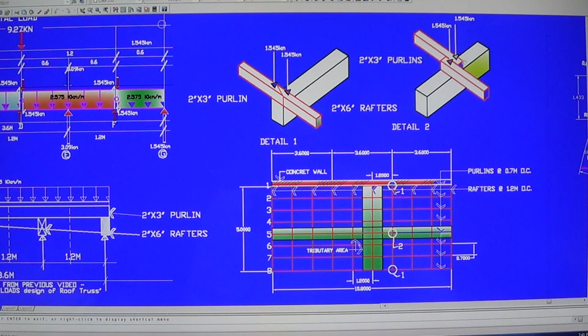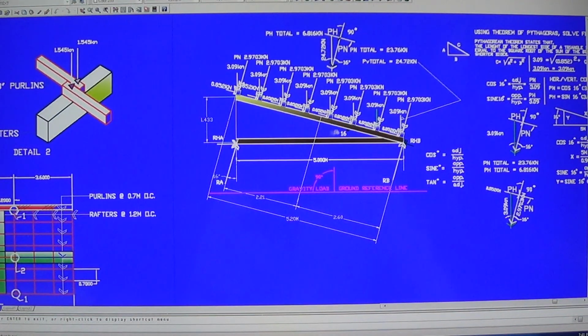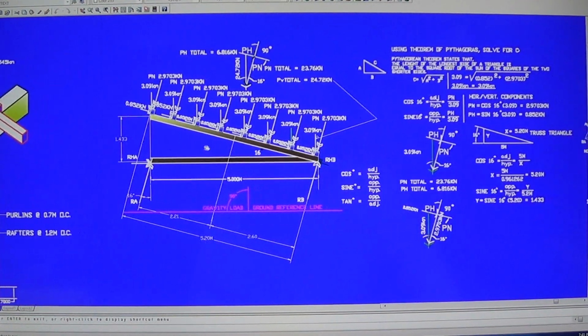So here's the joints. Here is detail 1 applied here and here, and detail number 2 is applied in the midspan. That's how you splice the purlin. Okay, you have the reaction there. I explained to you these all their loads are gonna be the same. It's 3.09 kilonewton each joint of the rafter. And there we go. There's the applied load now.